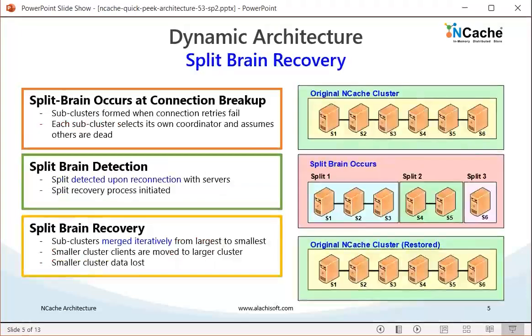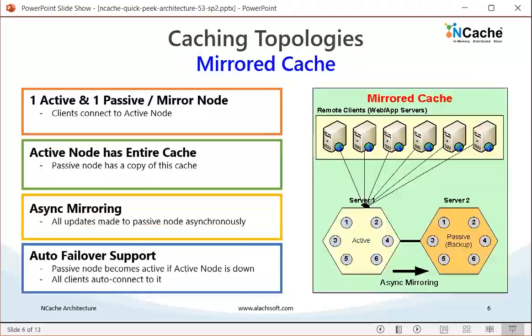The third part of the dynamic architecture is the split brain recovery of the cluster. Just like any distributed system, NCache cluster can also see split brain because of network issues. When that happens, NCache detects the split brain and automatically recovers from it when the network issues are restored.